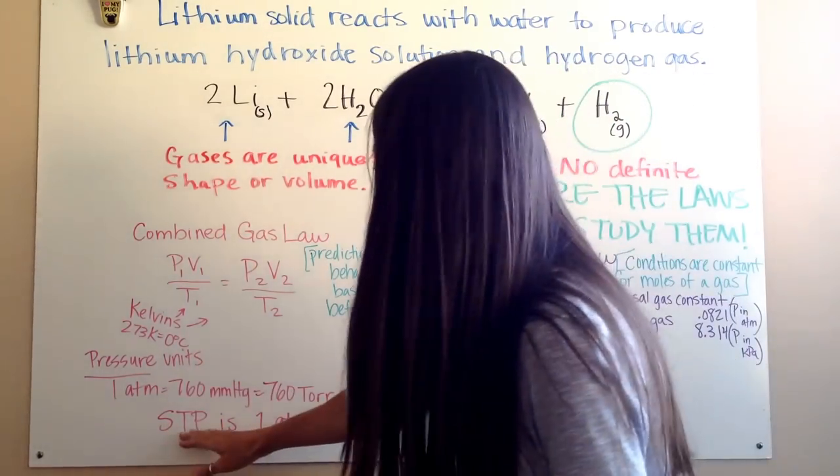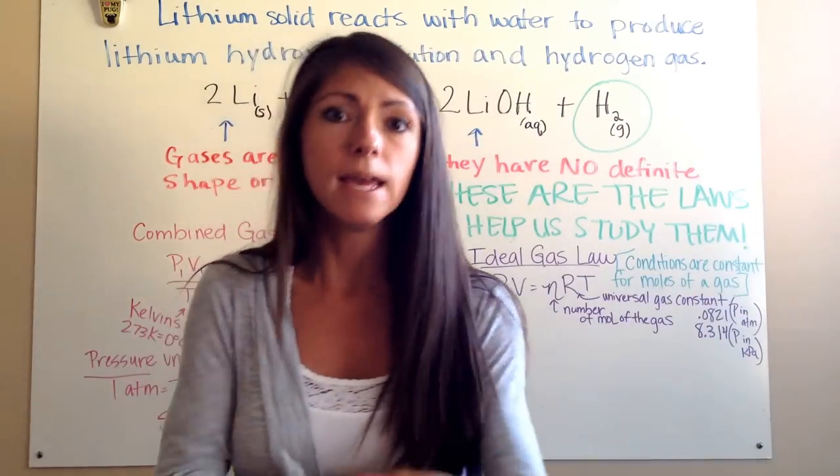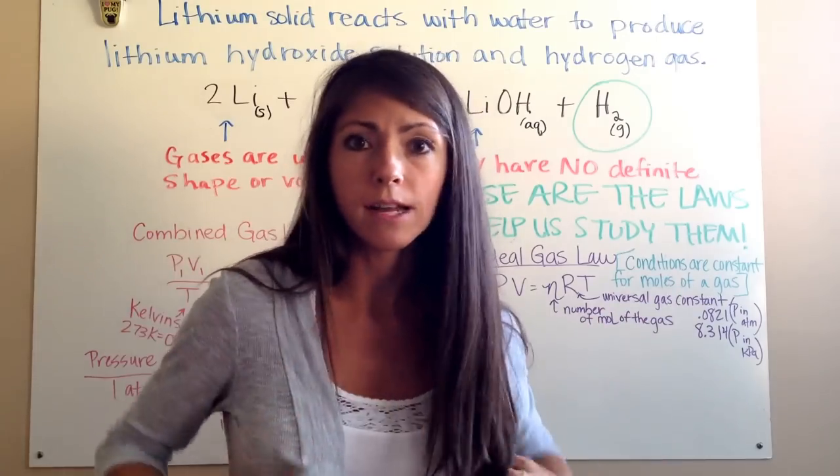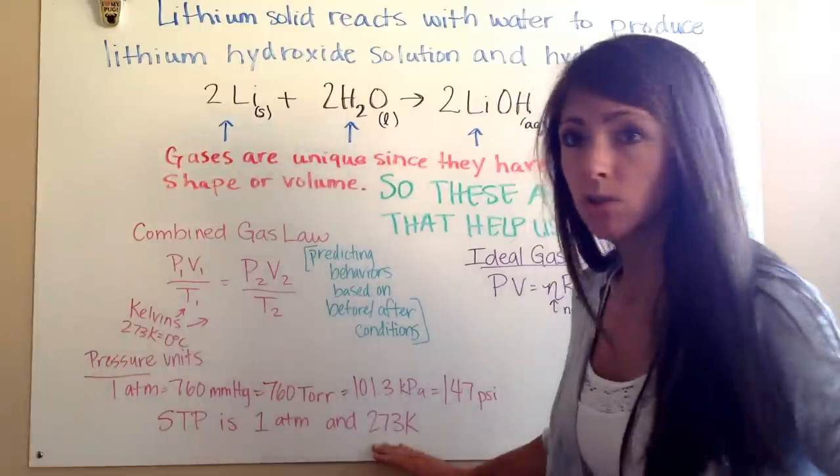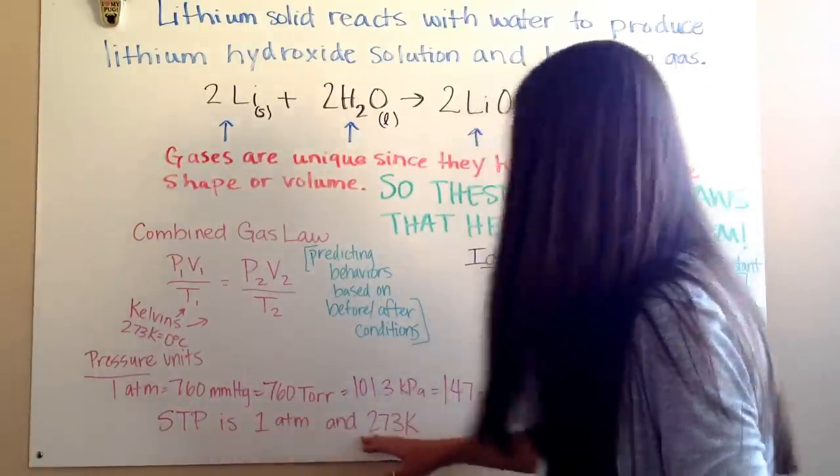Now, STP, if you ever see STP, if it tells you that the reaction occurred at STP, it refers to a given pressure, which is one atmosphere, and a given temperature of 273 Kelvin. So always keep that in mind.